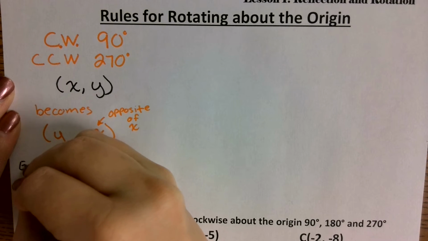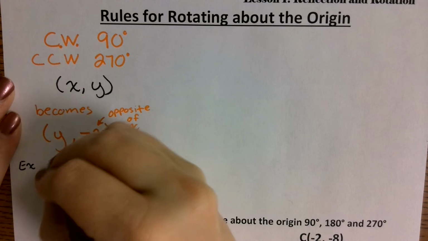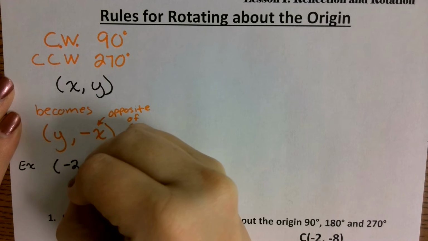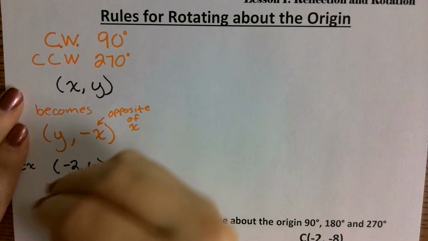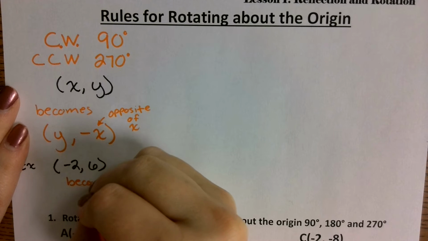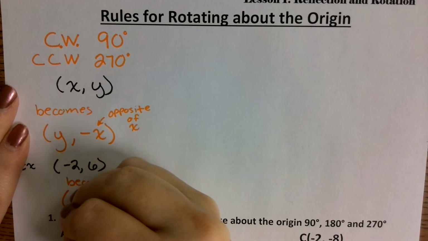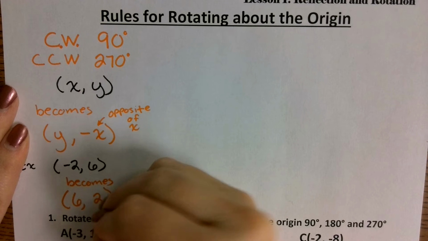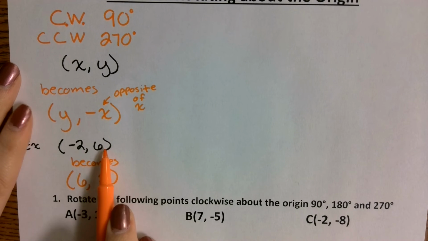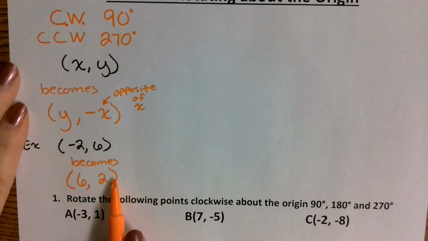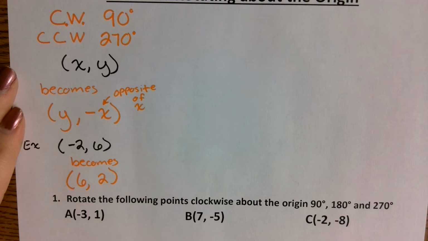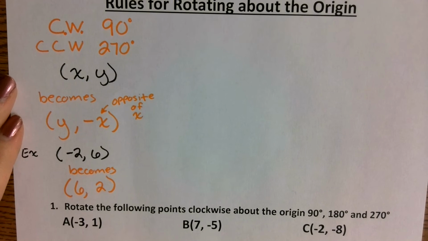So here, let me show you an example too using a point. If I have the point -2, +6, then when I rotate it, it becomes +6, +2. Right? The Y value comes to the front, the X value changes to an opposite and goes to the back. Those are the rules for clockwise 90, counterclockwise 270.